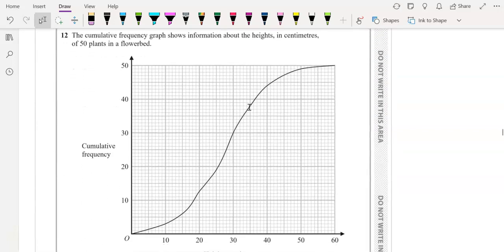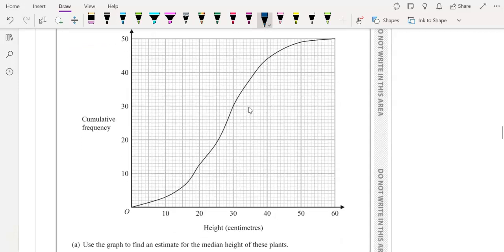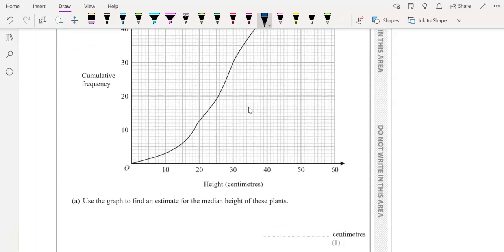Okay, the cumulative frequency graph shows information about the heights in centimeters of 50 plants in a flower bed. So the curve is drawn for you. Use the graph to find an estimate for the median height of these plants. So the total number of plants is 50. So your median value is 50% of the total frequency, which is 50. So that is 25. So we need to find the corresponding value for 25 from the graph.